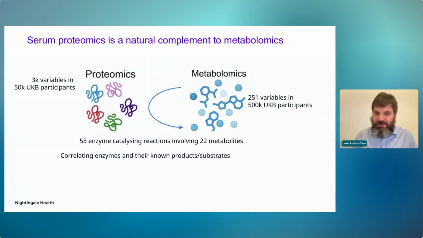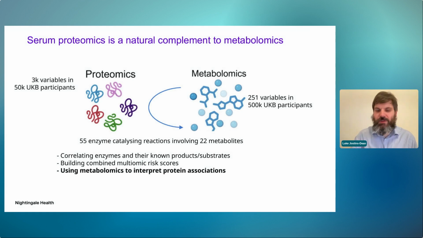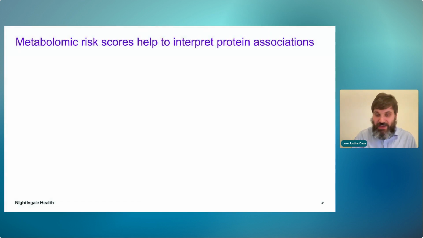In the UK Biobank, there are about 50 proteins that also metabolize the metabolites we measure, so you can do direct measures of metabolism. But we've also been using the metabolic data to interpret the protein associations with disease. So this is an example of that analysis.